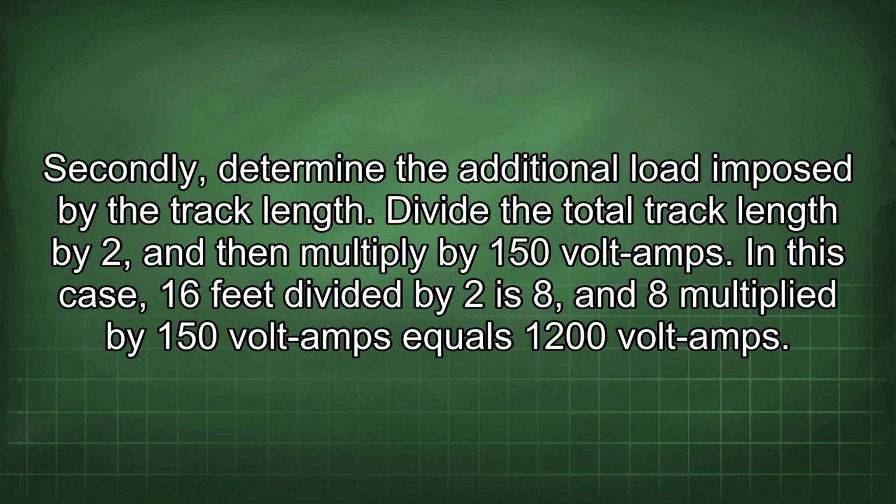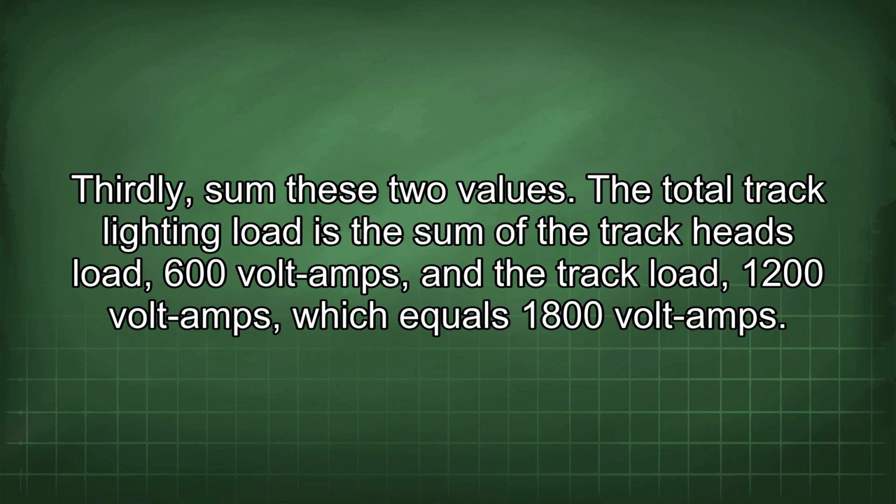Secondly, determine the additional load imposed by the track length. Divide the total track length by 2, and then multiply by 150 volt amps. In this case, 16 feet divided by 2 is 8, and 8 multiplied by 150 volt amps equals 1200 volt amps. Thirdly, sum these two values. The total track lighting load is the sum of the track head's load, 600 volt amps, and the track load, 1200 volt amps, which equals 1800 volt amps.